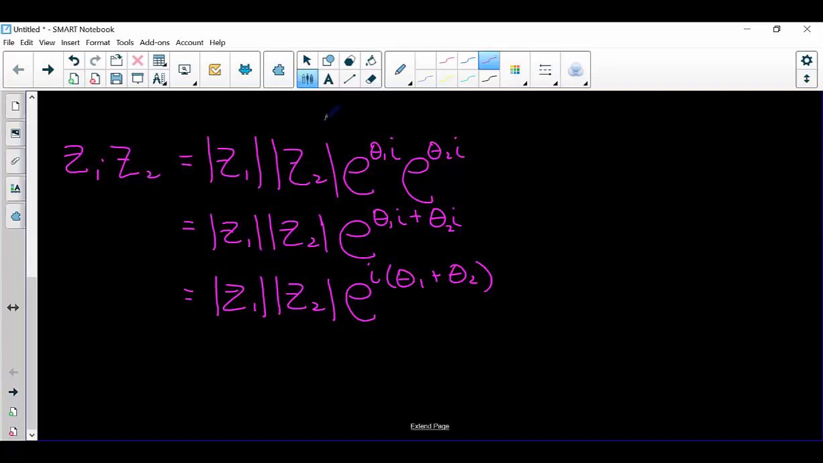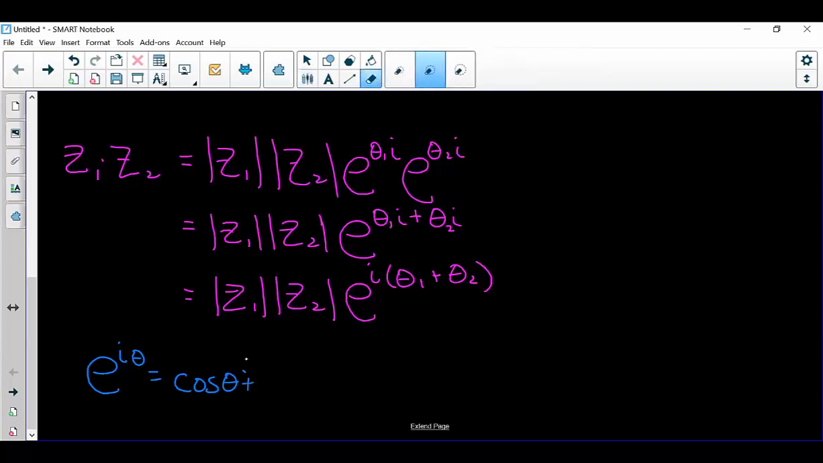Okay. Now that we've got that, we're at this stage right here. Look what I can do. Recall that e to the i theta is equal to cosine theta plus i sine theta. That doesn't take much recalling because we just talked about it. It really doesn't matter what this is. Here it's theta 1 plus theta 2, and it's okay if it's that. It can be a sum like that.